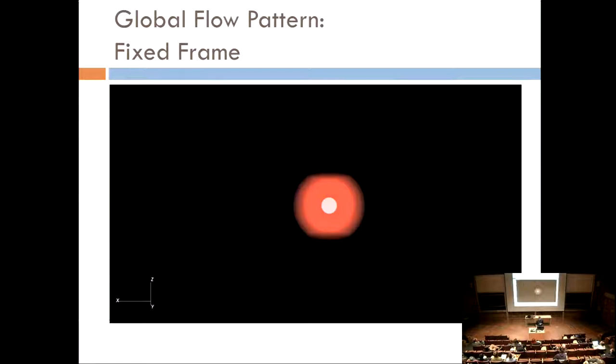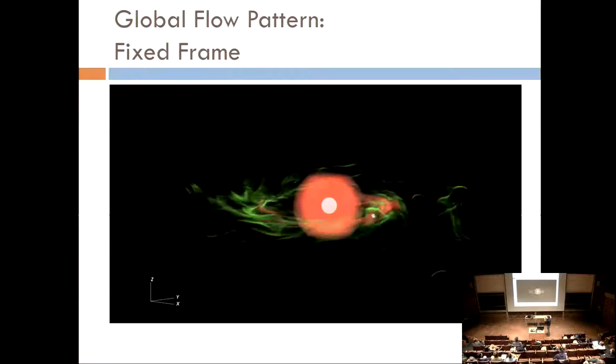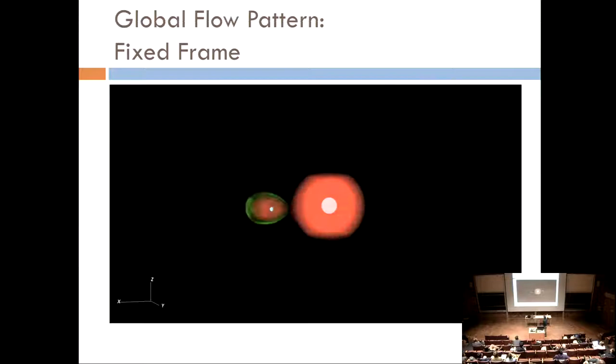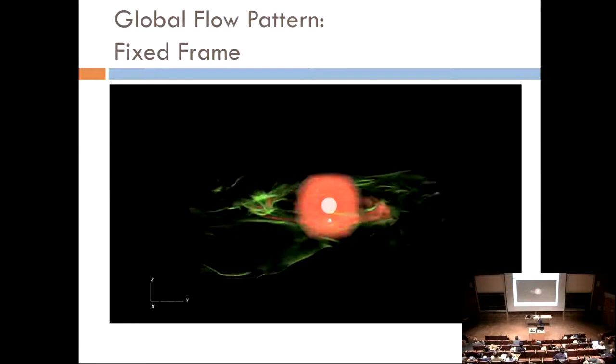Now let's look at the simulation. What you're seeing here is that red is the star. The white dot in the center is just the boundary condition inside the star. The white dot that's going around is the planet, and the green is the wind coming off of the planet. The first thing you notice is that this doesn't really look like what you might have expected. You might have expected the wind to expand hemispherically.